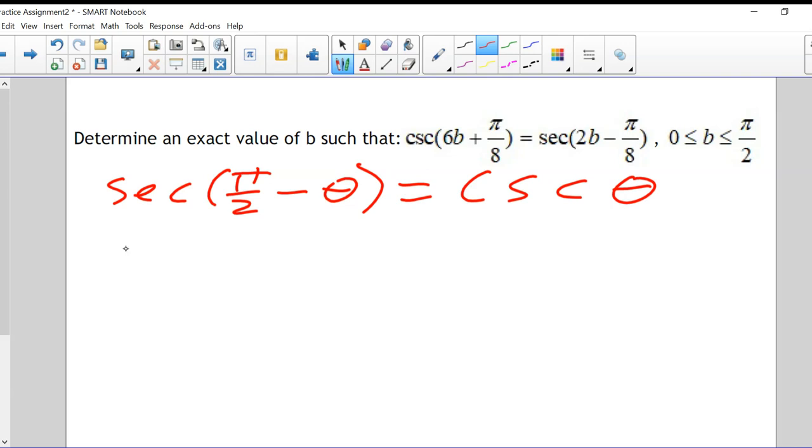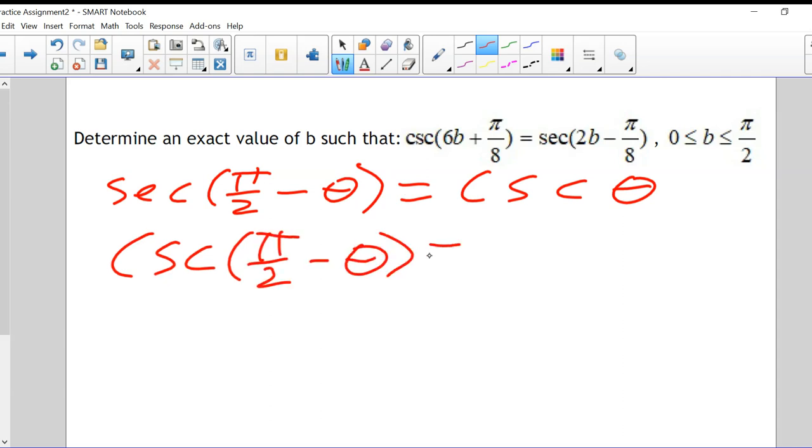Right? And it works the same way as well. The cosecant of pi over 2 minus theta is equal to the secant of theta. That hopefully should look familiar.